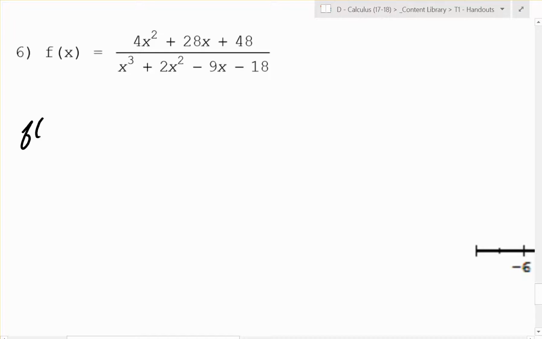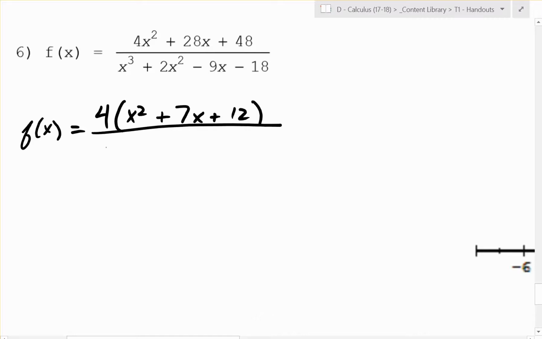So f of x, if you factor the numerator, you can pull out what first? 4. We're working on this together now. 4x squared plus 7x plus 12 over... What do you have to use to factor this? Grouping. Use grouping.